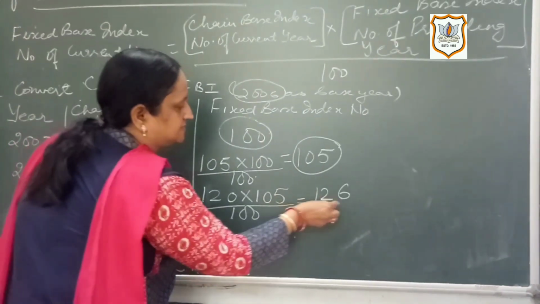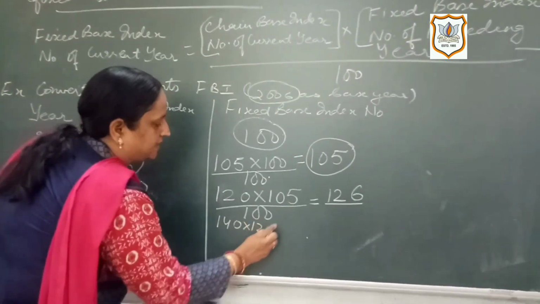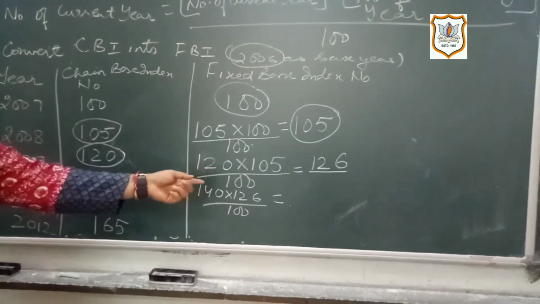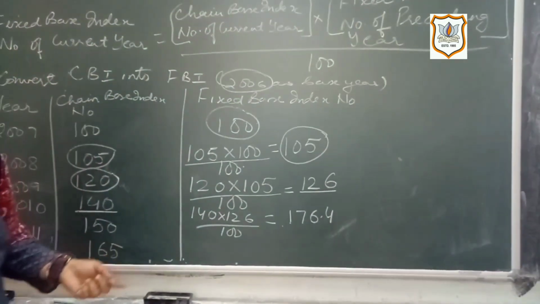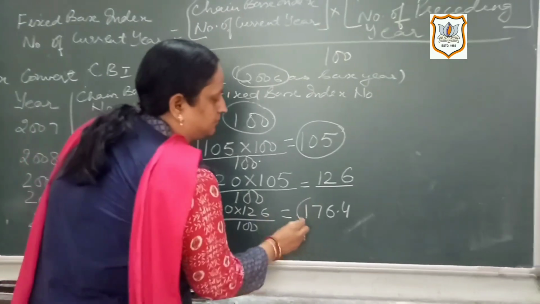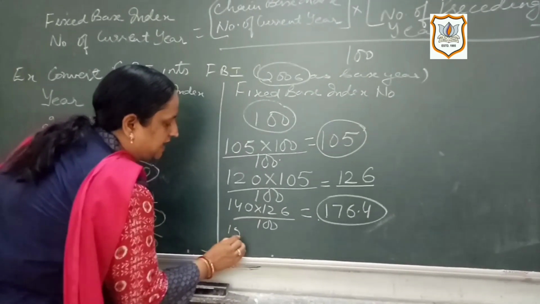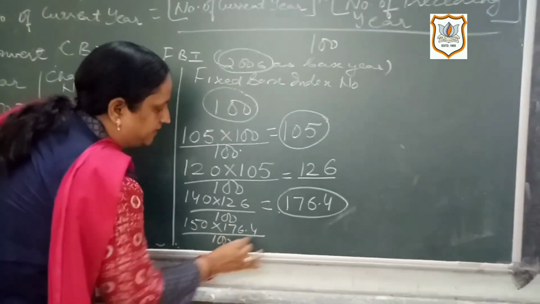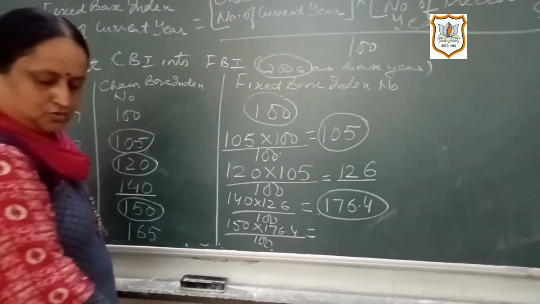Now for 2010, see current is 140, previous year's fixed base is 126, multiply these two. So you will have 140 into 126 divided by 100. When you multiply this and divide by 100, you will get 176.4. Now here it is 150, previous fixed base is 176.4, multiply this, so you will have 150 into 176.4 divided by 100, and when you calculate this value, you will get it as 264.6.